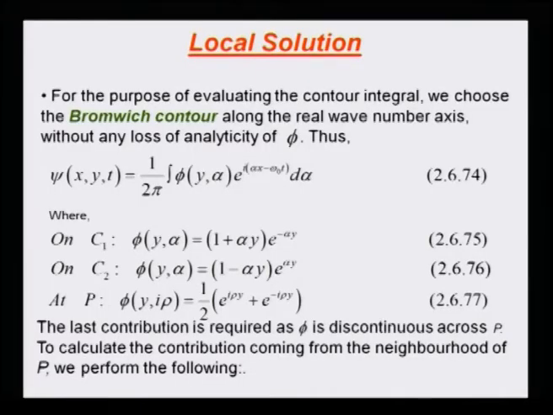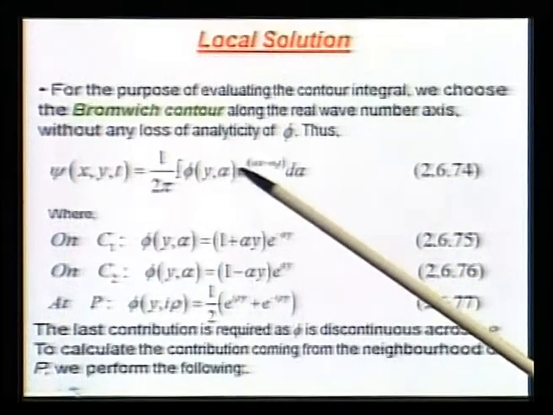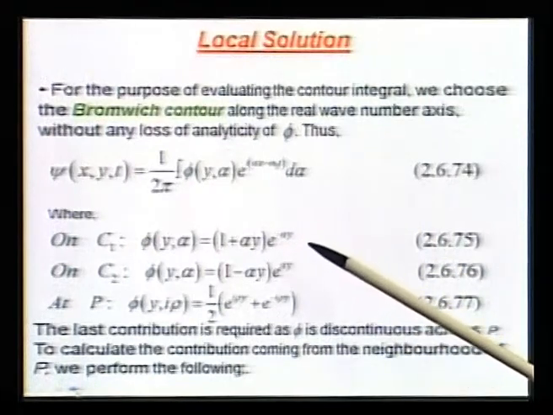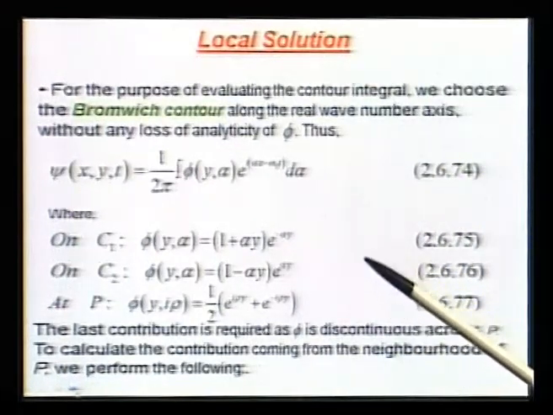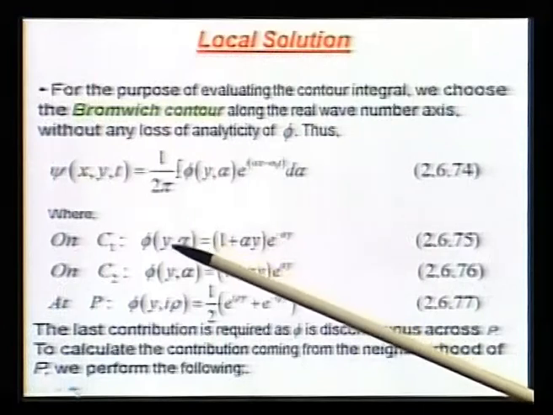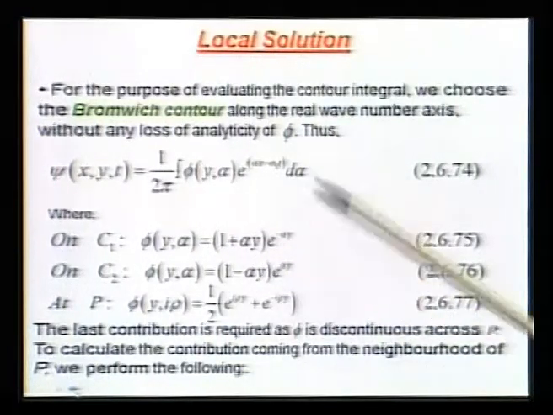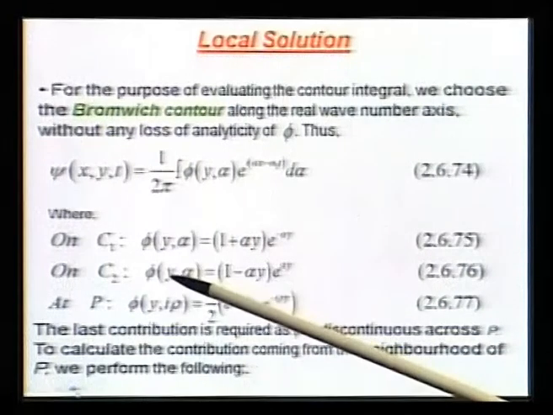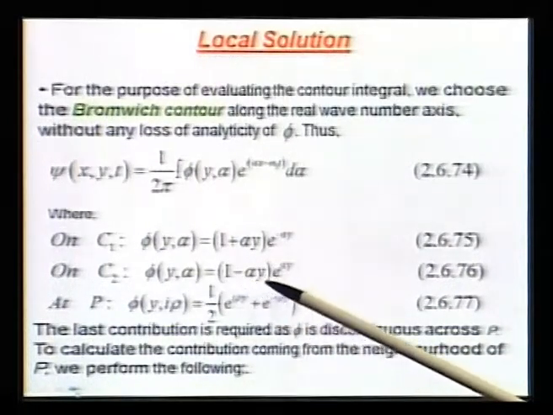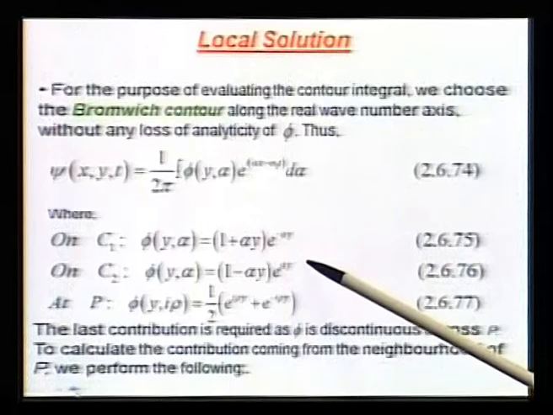So basically then, we are performing this integral. We are performing this integral, and on C1, the right segment, we have phi y of alpha given like this, 1 plus alpha y e to the power minus alpha y. On the left part, left half plane, we'll write 1 minus alpha y e to the power plus alpha y.